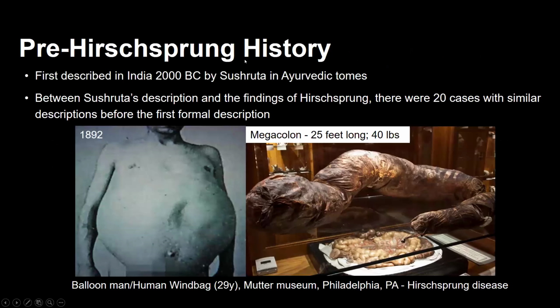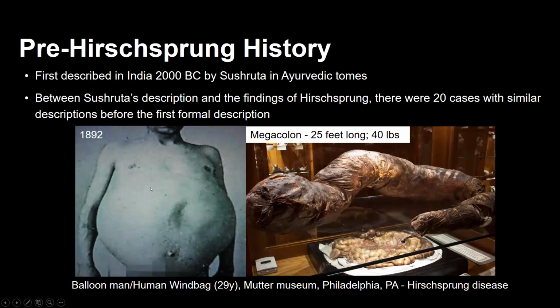Pre-Hirschsprung, before we knew this disease as Hirschsprung, it was actually described in India in 2000 BC by Sushruta in Ayurvedic tomes. Between his description and the findings of Hirschsprung, only 20 cases were documented with a similar description before Hirschsprung created a formal description.